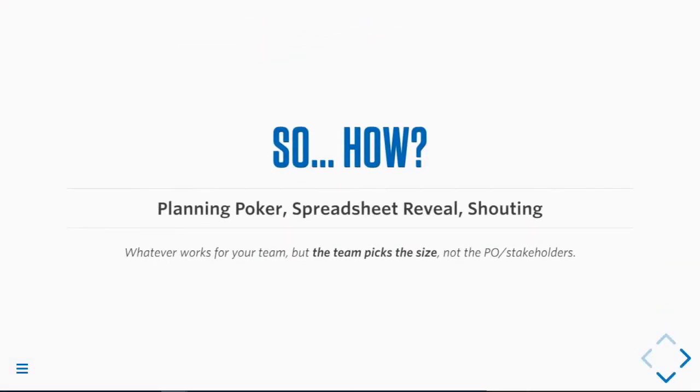And how does this happen? You can use Planning Poker, which, if you Google that, is an actual trademarked name of the Scrum Alliance. Or spreadsheet reveal, where everybody types a number into their cell on a Google Sheet and hits enter at the same time. You can shout things out, you can hold up numbers, whatever works for your team, but the team picks the size, not the PO or the stakeholders. And the Scrum Master is there to help facilitate not just the meeting, but also comparing stories to previous stories to help arrive at that size.